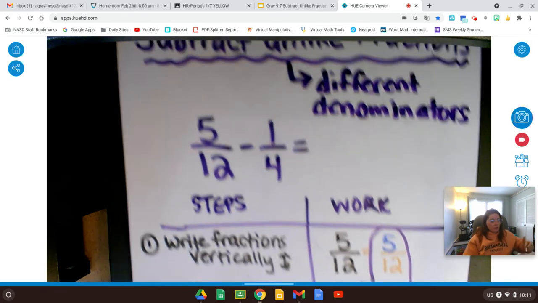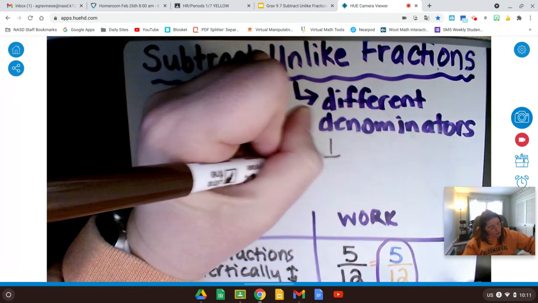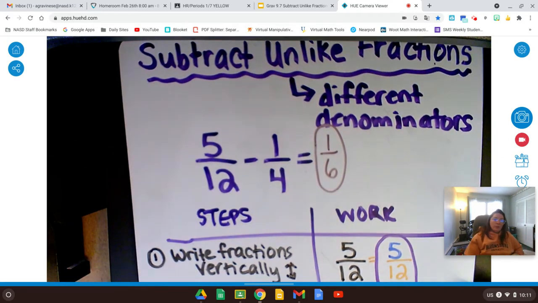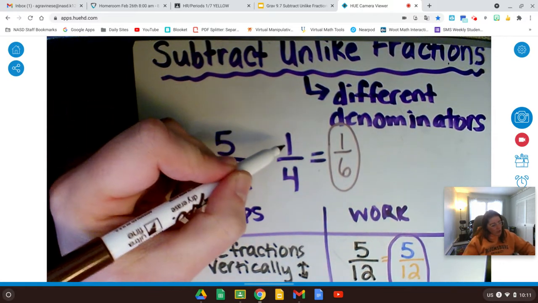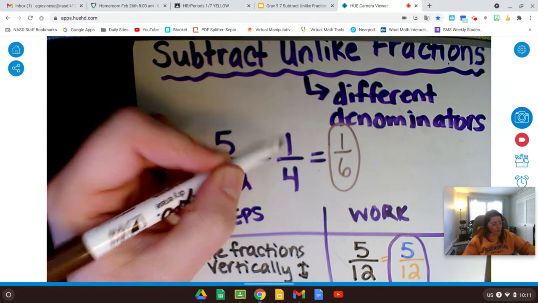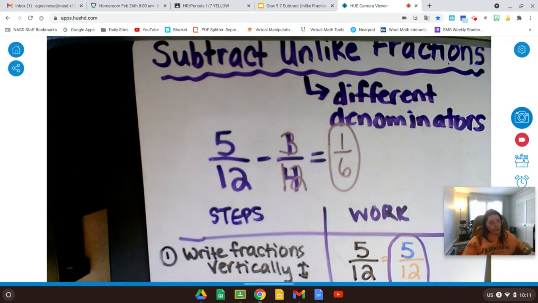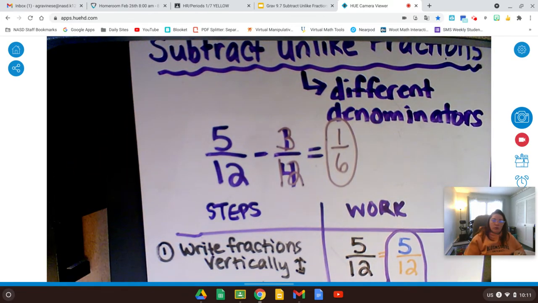So 5/12 minus 1/4 equals 1/6. It equals 1/6 because I changed 1/4 into 3/12 so that I could subtract. And when I subtracted, I got 2/12, and that simplifies down to 1/6.